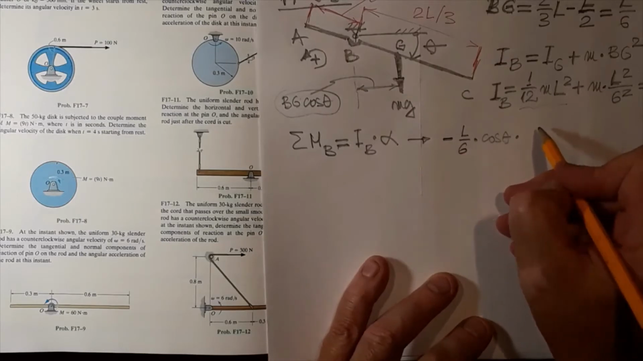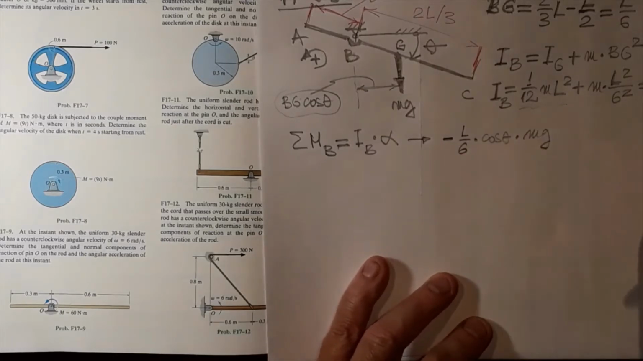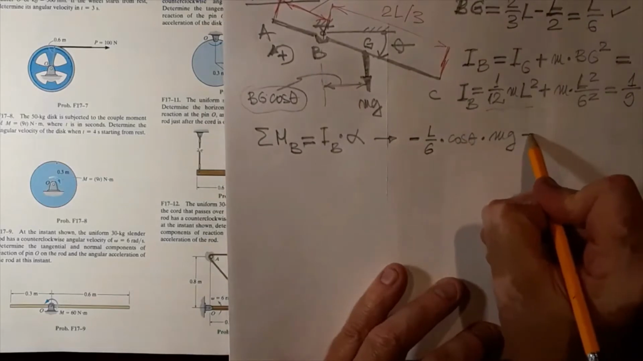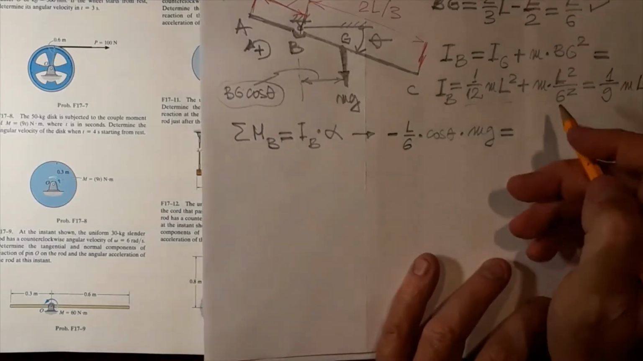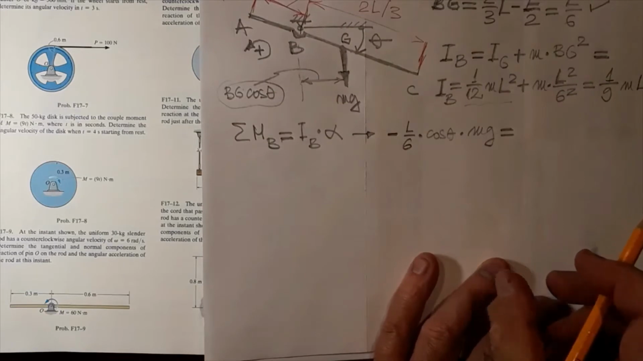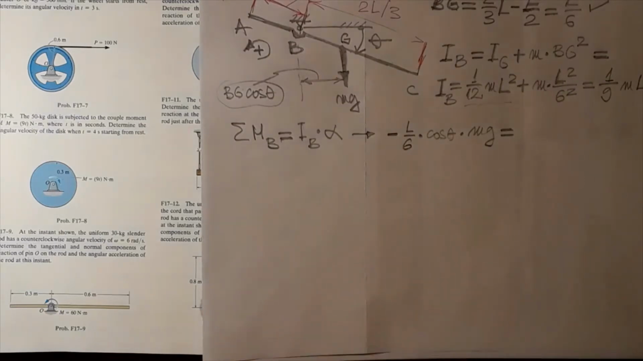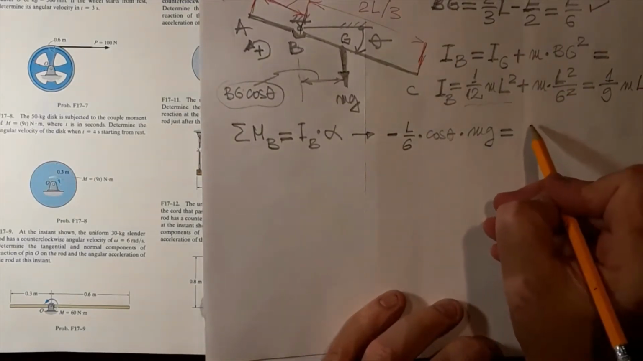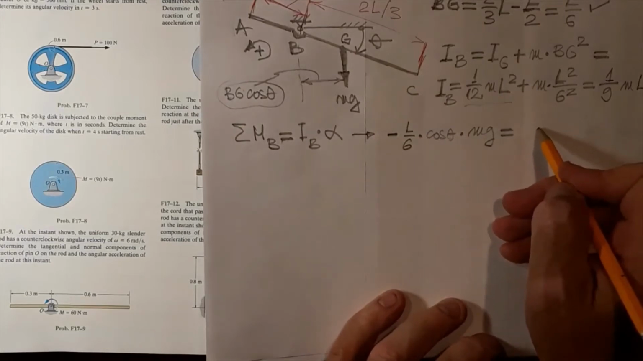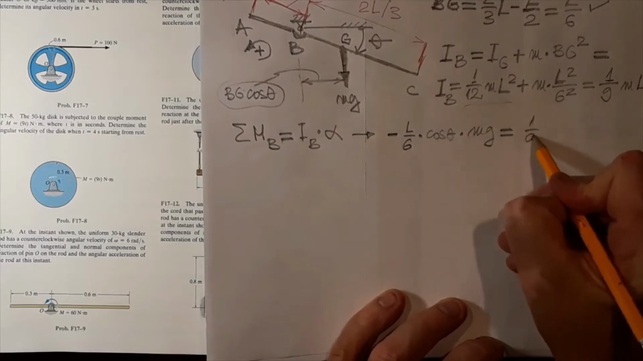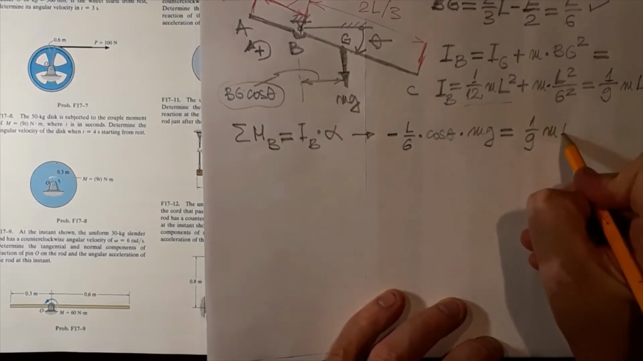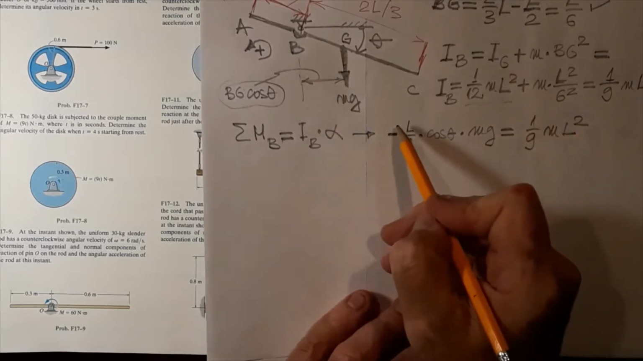Okay, mg. And then this is equal to the mass moment of inertia times alpha. So we have 1/9 ml squared. So this is the equation of motion.